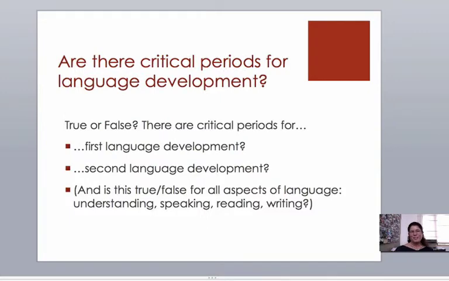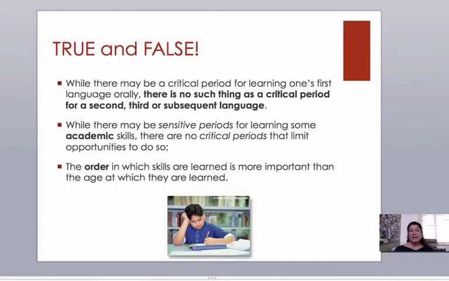Here's a question for you. True or false? Are there critical periods for first language? Are there critical periods for second language? And if there are or there aren't, does this apply to all the aspects of language? For example, understanding language, being able to speak, and reading and writing. Are there critical periods for any of those elements? And basically, yes and no. So there's no such thing as a critical period for a second language or a third language or a fourth language. Just as there's no critical period for any other academic subject, there are sensitive periods for that. And we know that the order in which skills are learned is far more important than the age of the individual.